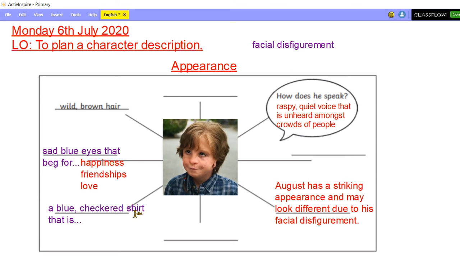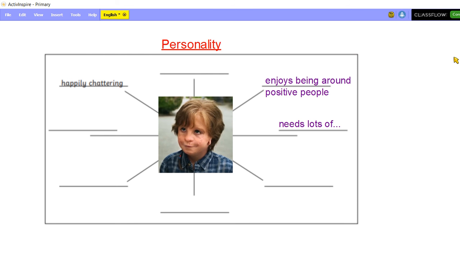Okay. So you can see that I've started to fill in my appearance, which you guys will then do for yourself. And then I move on to personality. Now, personality is about everything else about him. So, is he big, bold, and confident? Is he quite quiet? Has he got a lot of friends? Does he need lots of attention and love and care? Or actually is he just quite an independent character? What does he enjoy doing in his spare time?